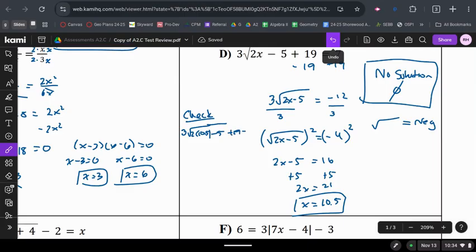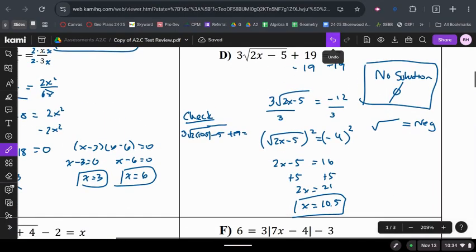Plus 19, we want to see, is that equal to 7? And if it is, then it's the solution. So when I simplify this down inside the radical, I'm going to get 16. Oh, not minus 5, that was inside. So plus 19. I still want to see if that's equal to 7.